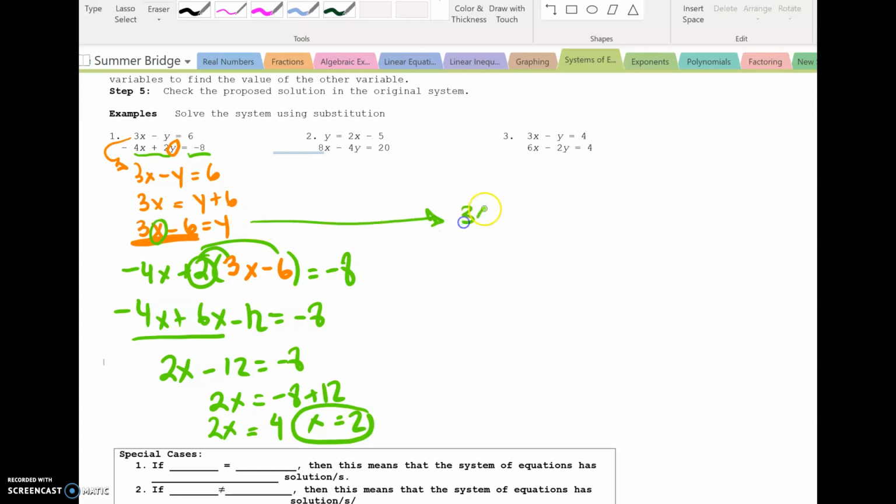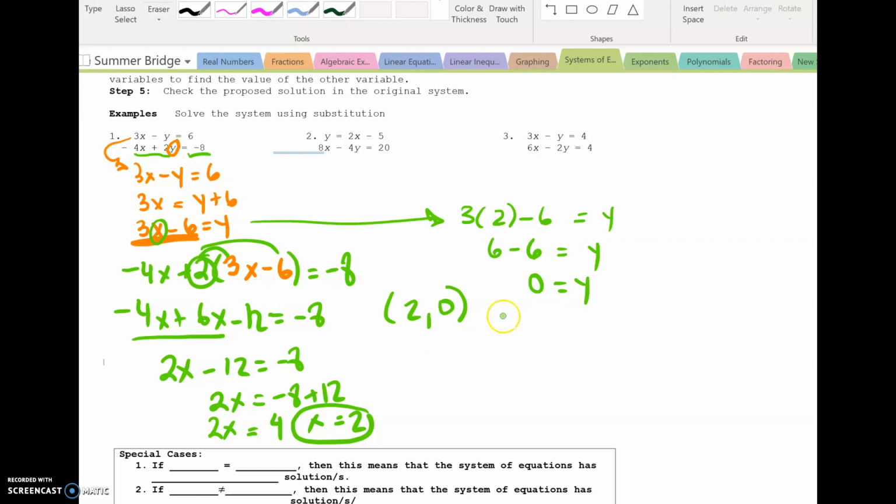So I'm going to have 3 times 2 minus 6, and that's going to equal y. So I have 6 minus 6, which is equal to y, so 0 is equal to y. So my ordered pair is going to be 2, 0. Okay?